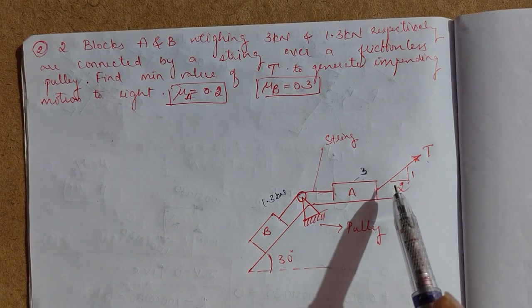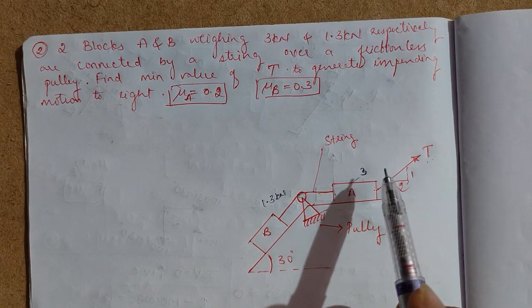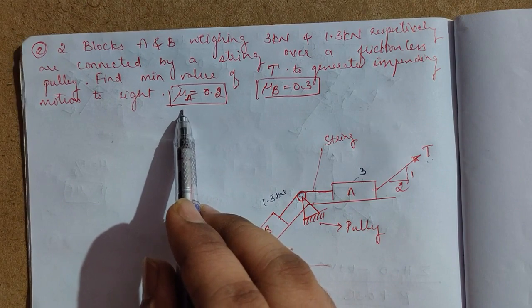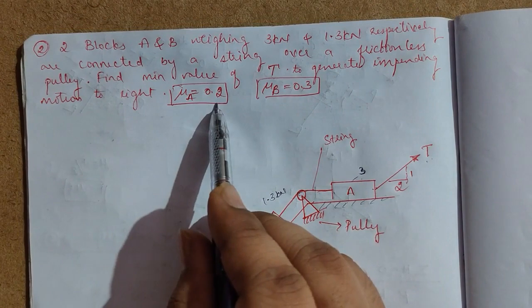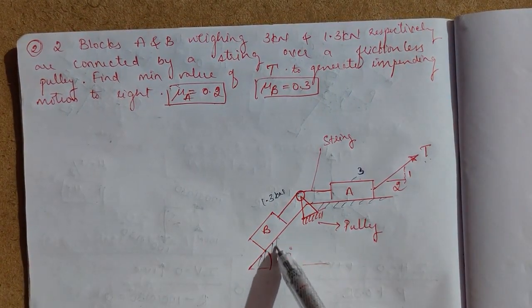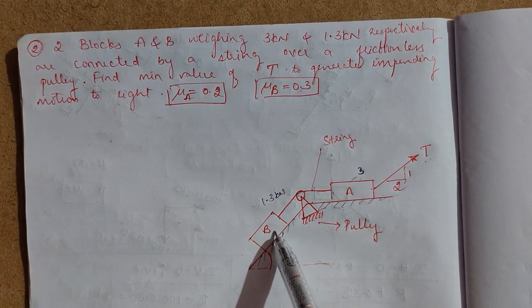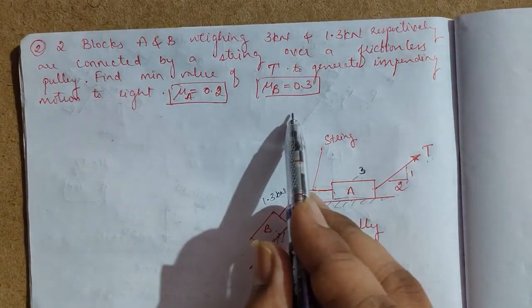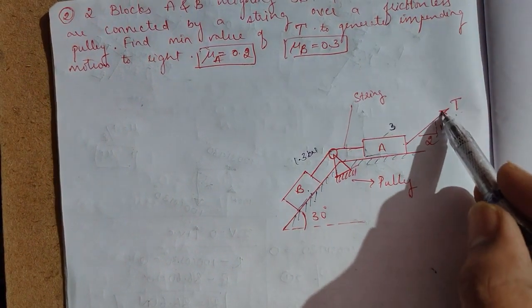So we should find the minimum value of T to generate the impending motion to the right, whereas the coefficient of friction is given that for this surface the coefficient of friction is 0.2, and for this surface the coefficient of friction between the horizontal surface and the surface of the block is 0.3. Here it is given as 0.2. Mu A is 0.2, mu B is 0.3. Okay, and for this string T, find the value of T.